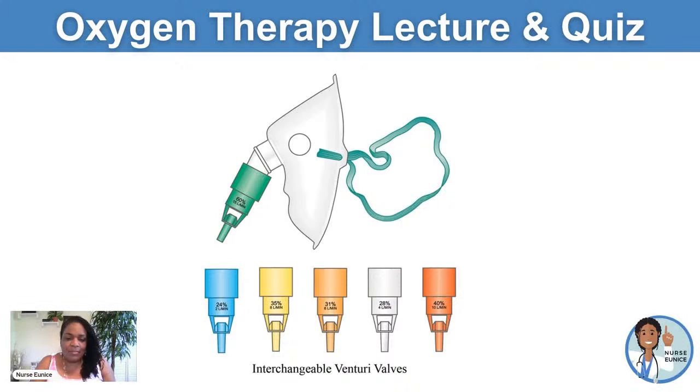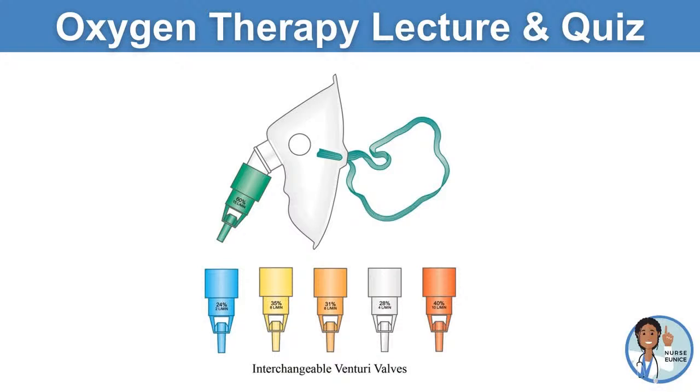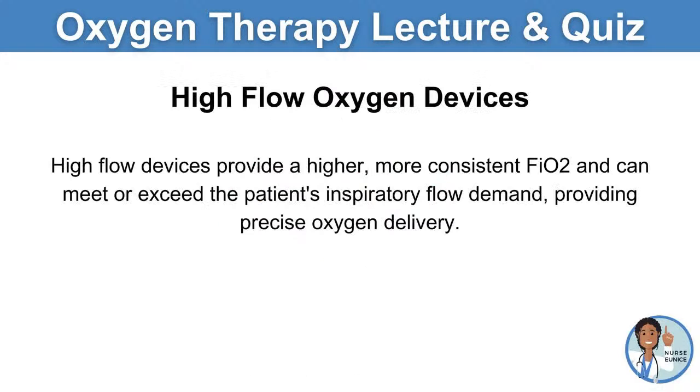And here's an example of a Venturi mask. Based on the adapters or the valves, your respiratory therapist or your nurse can show you how to insert the different valves into the mask. The smaller range is 24%, and it goes all the way up to 60%. So if the person is only needing a low flow amount of oxygen, you would use the lower FiO2.